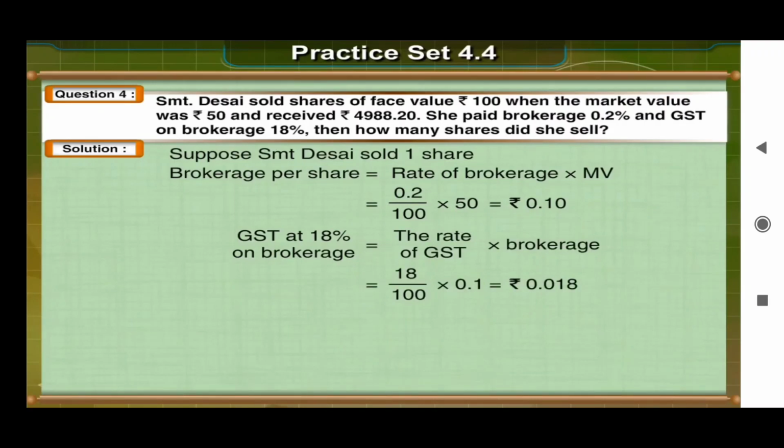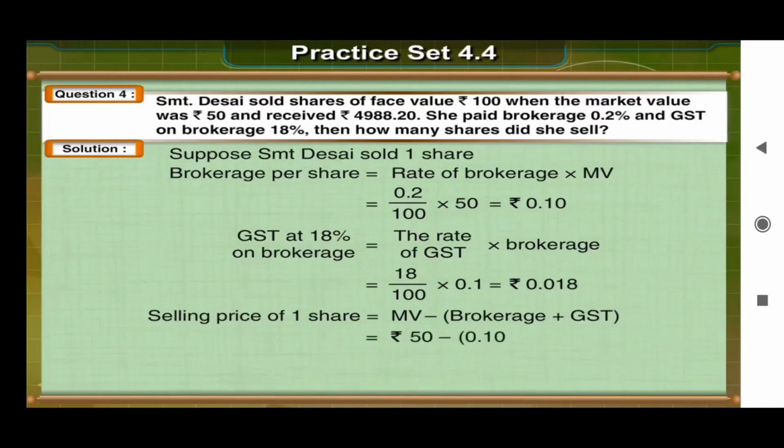Now, selling price of 1 share is equal to market value minus brokerage plus GST, so that is equal to rupees 50 minus 0.10 plus 0.018. That is equal to rupees 50 minus 0.118. And that is equal to rupees 49.882.